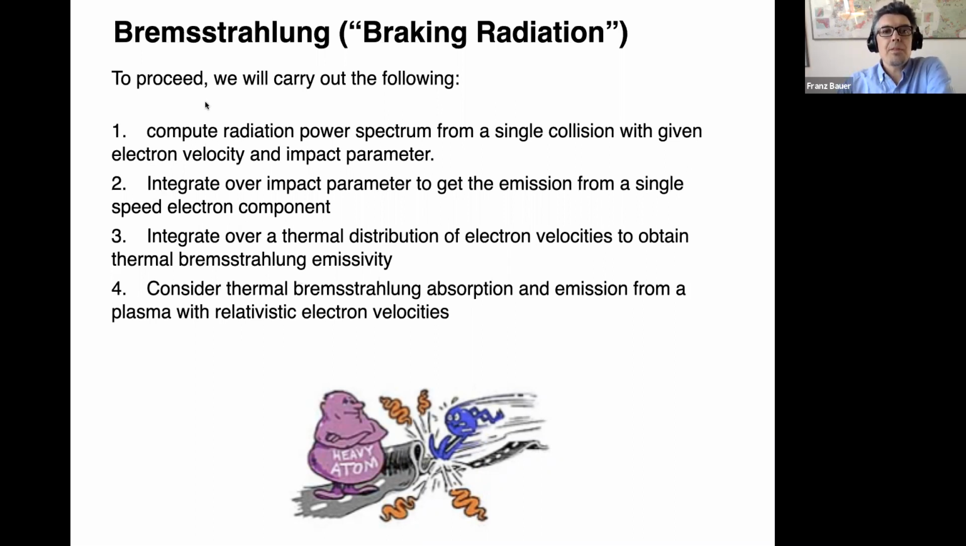Okay, and so this free-free radiation, or Bremsstrahlung, which translates to braking radiation, ends up being the interaction between the protons or the ions and the electrons slowing down the electron, and you radiate away some of the energy from that interaction.